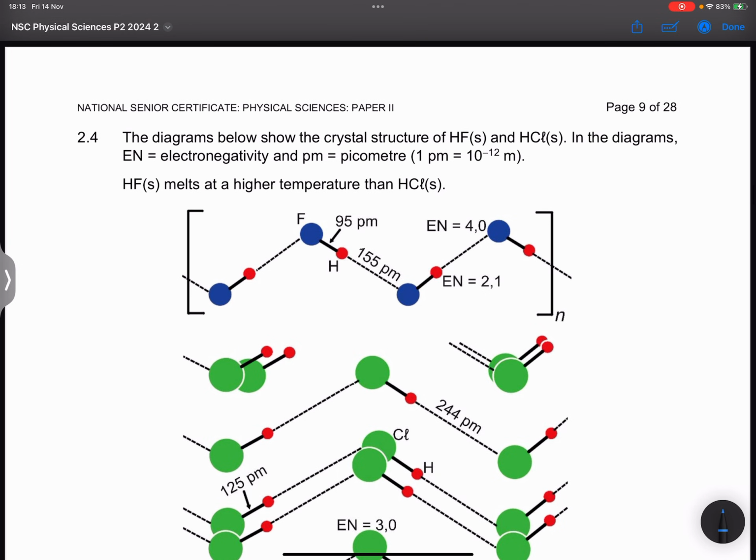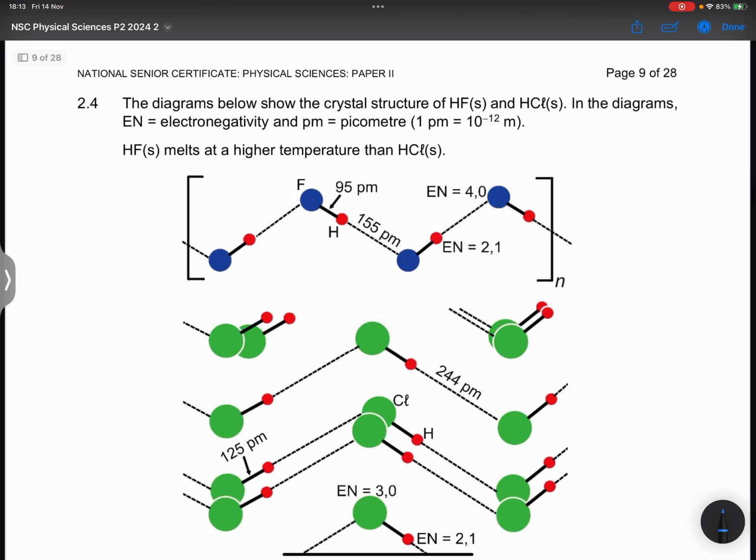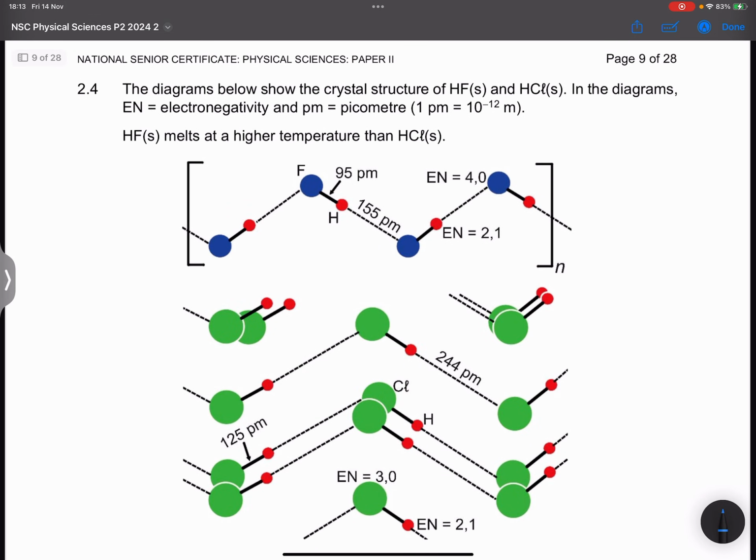So they say to us, the diagram below shows the crystal structure of hydrogen fluoride, which is a solid, and hydrogen chloride, which is also a solid. In the diagram, EN represents electronegativity, and pm represents picometers, which means that's the size of the molecule. And they say HF melts at a higher temperature than hydrogen chloride. Right, now let's go for it.